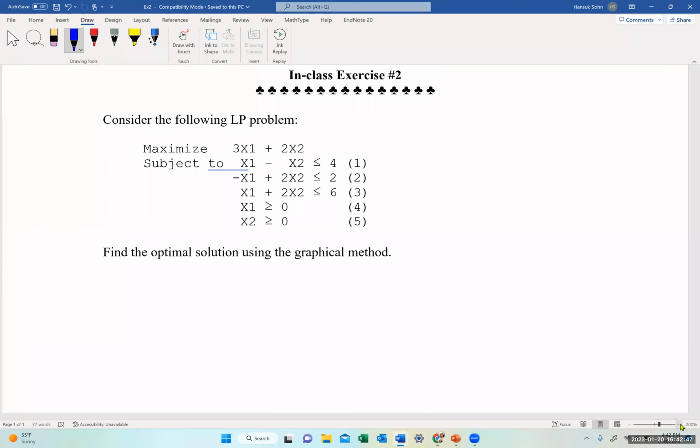This is the given LP, maximizing 3x1 plus 2x2, subject to 3 constraints, also having the non-negativity restrictions. So we want to identify the optimal solution using the graphical method in this case. Again, let me give you 5 to 10 minutes. So why don't you pause the video recording, try to do it by yourself, and then come back and compare your solution with mine.